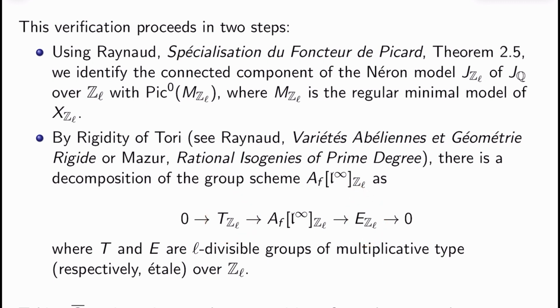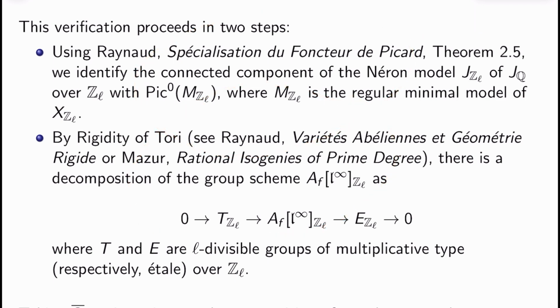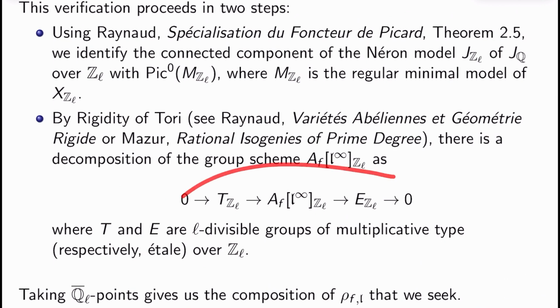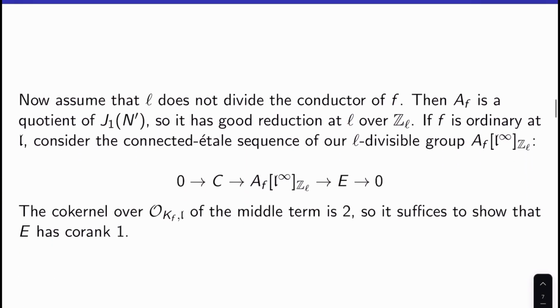Okay, so I'm not going to go through all of the details of the steps, but I'll just tell you that these are the two kind of major components that you need to prove it. And then once you kind of have what you need here, you can take Q bar L points, and that'll give us the decomposition of the Galois representation rho sub f frac L that we seek. And so we'll be done with that step.